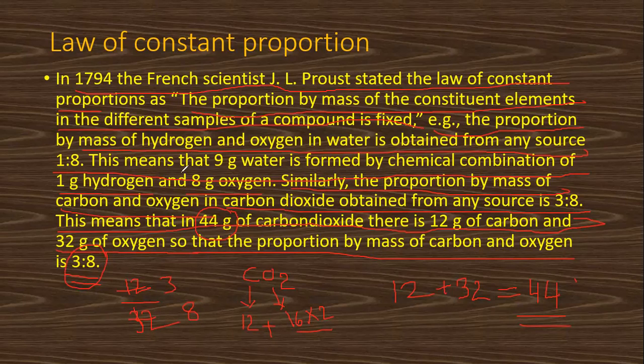The same way for water, H2O: hydrogen is 1 into 2, oxygen is 16. So 2 upon 16, what is the proportion? We can cancel it with 2, so you get 1 upon 8. That's why for water it is given as 1 ratio 8. Is it clear to all of you?